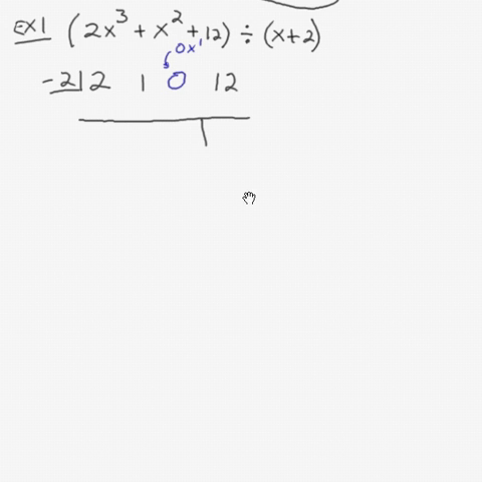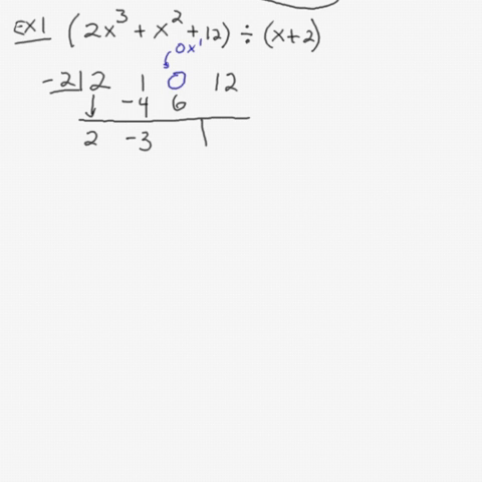And we start by bringing the first number down. Just take the 2, write it below the line. 2 times negative 2 then goes in the next column, which is negative 4. 1 plus negative 4 is negative 3. Negative 3 times negative 2 is positive 6. That goes in the next column.